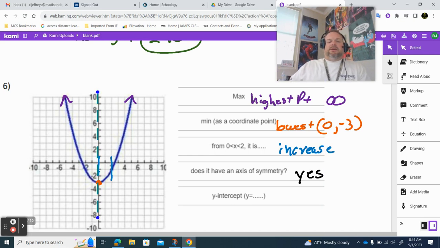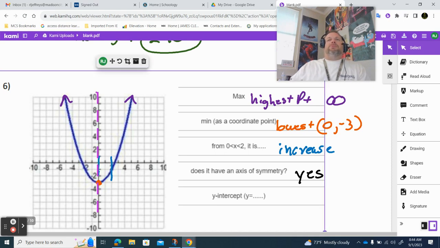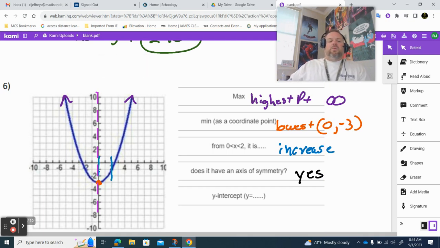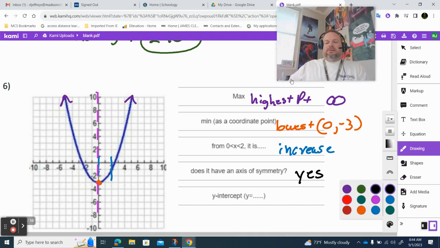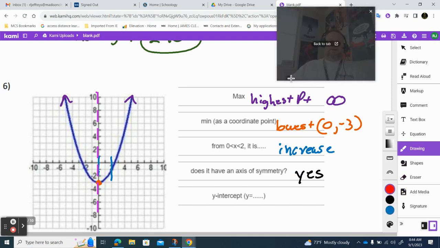Why would it be -3? No, that's the boundary. Oh, wait, you're talking about the next one, aren't you? Yeah. Oh, duh. All right, y-intercept is y equals -3.